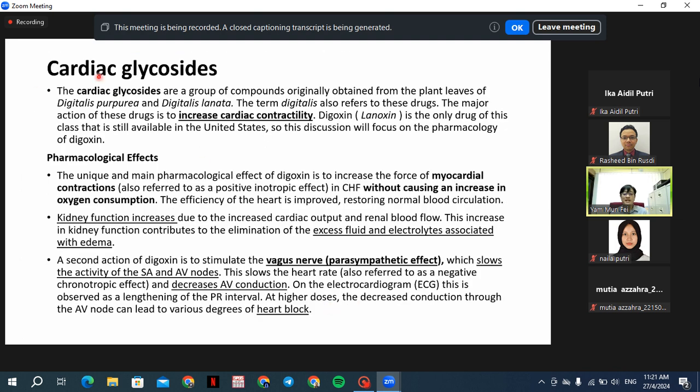So cardiac glycoside. Cardiac glycoside is quite important for heart failure patients. They will cause, no sorry, not vasoconstriction, they will increase your cardiac contractility. Means your heart will work more, will pump more, will contract more.